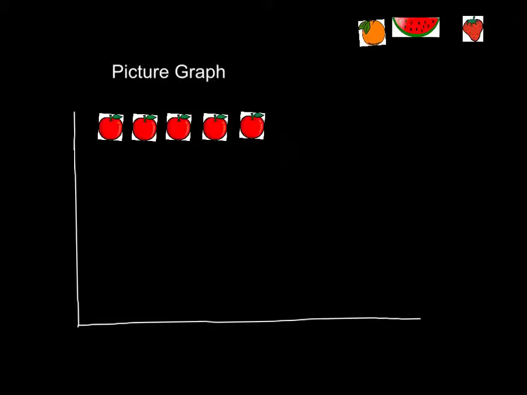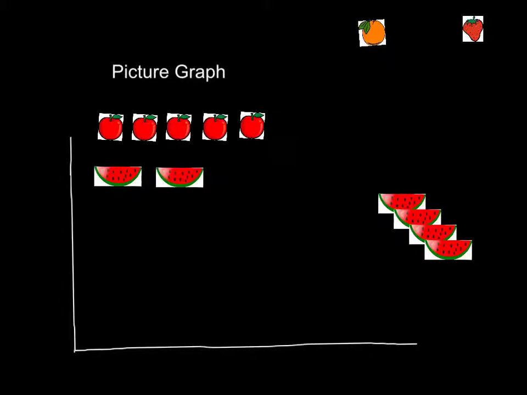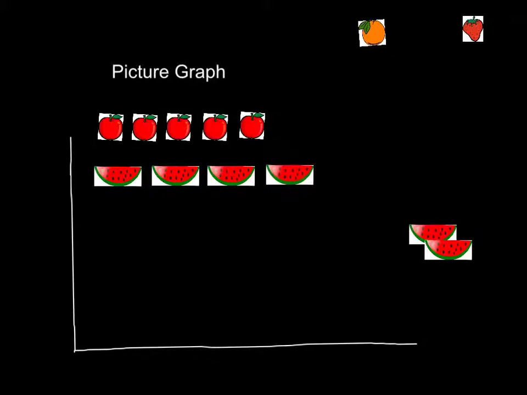Now we need to get out our watermelon, so we'll do that. Just hang on a second. So now we have our watermelons and we bring those over and we'll set those out like this. So we have our 6 watermelons. There we go.